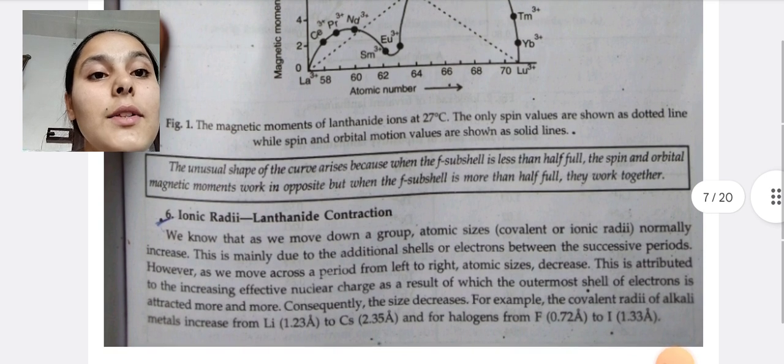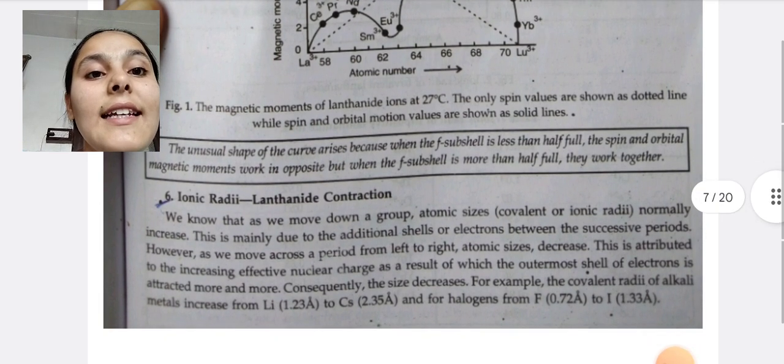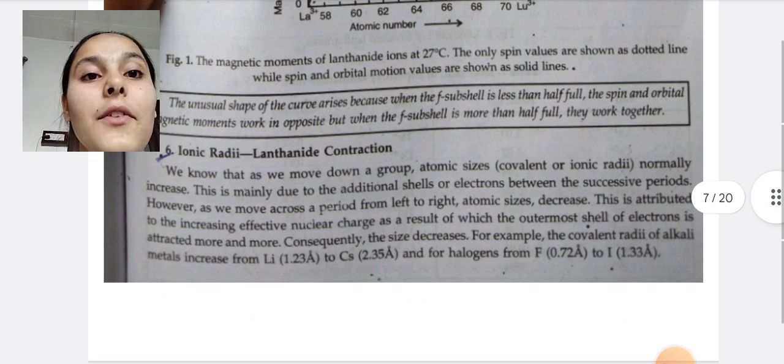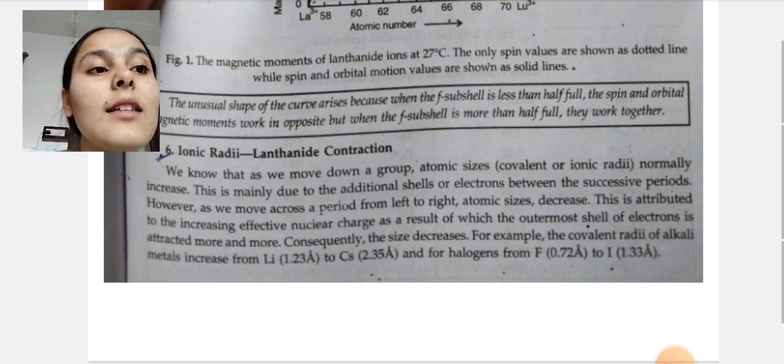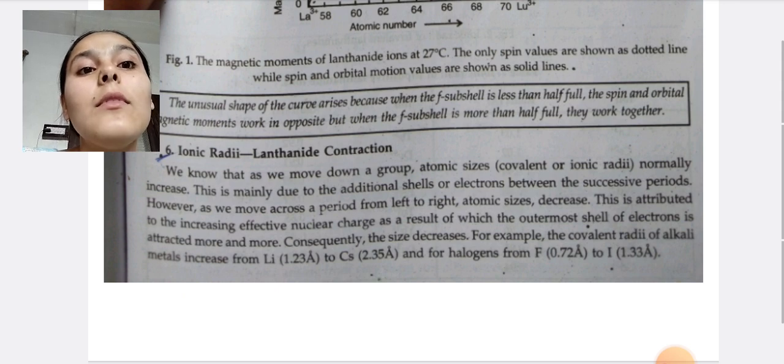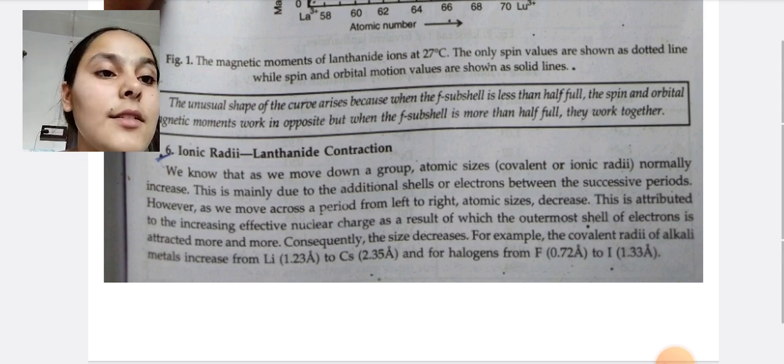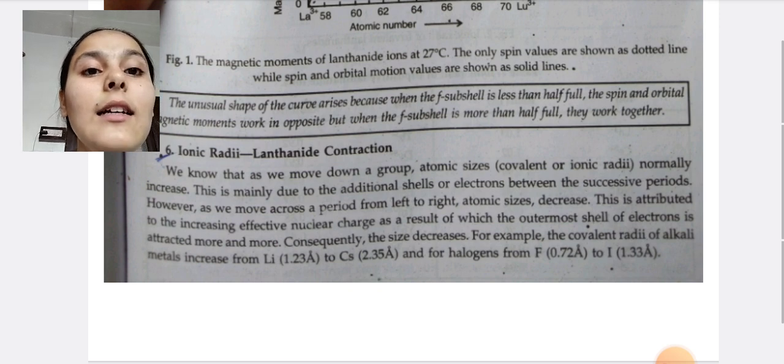Next is ionic radii and lanthanide contraction. We know that as we move down a group, atomic size normally increases. This is mainly due to the additional shell of electrons between the successive periods. However, as we move across a period from left to right, atomic size decreases. This is attributed to the increasing effective nuclear charge, as a result of which the outermost shell of electrons is attracted more and more. Consequently, the size decreases. For example, the covalent radii of alkali metals increase from Li to Cs and for halogens from F to I.